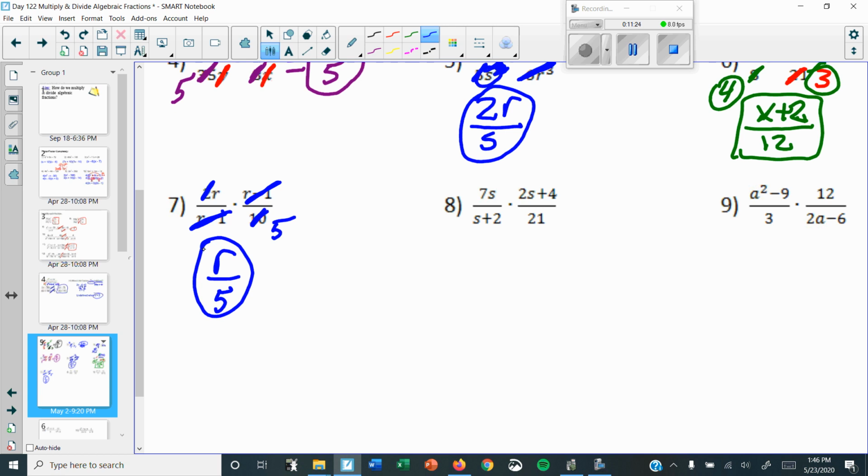Got to be honest, this is one of my favorite topics because I like factoring, and it's like a puzzle. It's how much can you simplify it? Sometimes kids don't simplify enough. The key is always assume you can keep going until you've proven you can't.